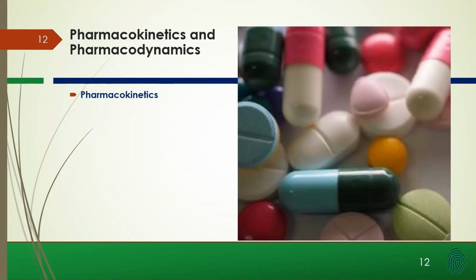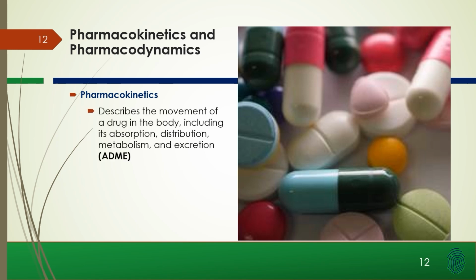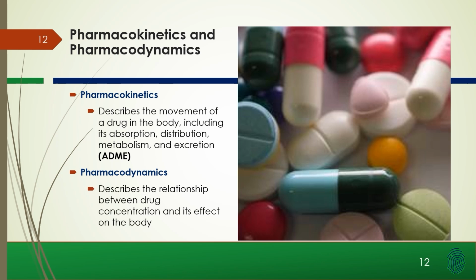Now let's touch on an important component of toxicology, pharmacokinetics and pharmacodynamics. Pharmacokinetics describes the movement of drug in the body, including its absorption, distribution, metabolism, and excretion, or ADME. Pharmacodynamics describes the relationship between drug concentration and its effects on the body.